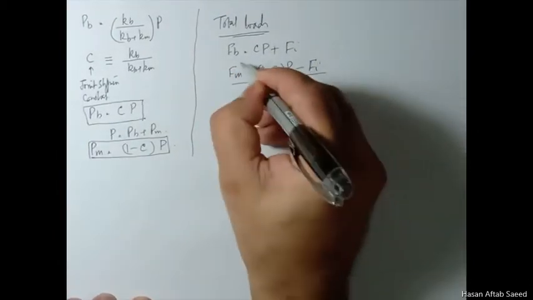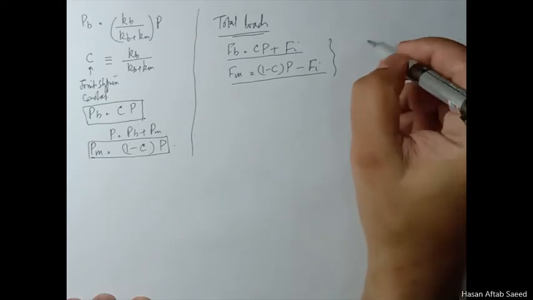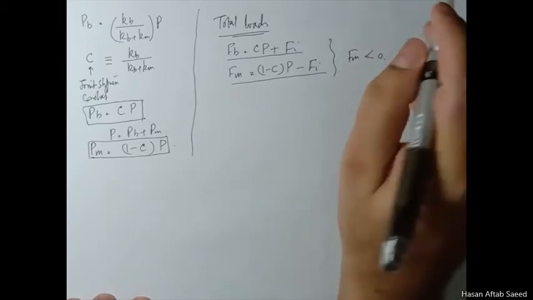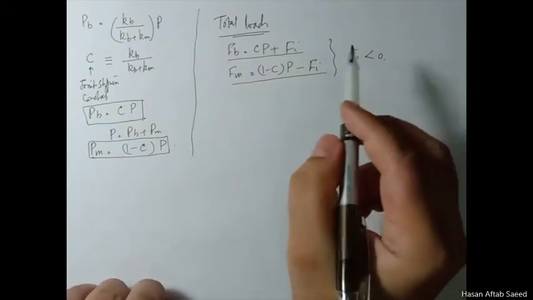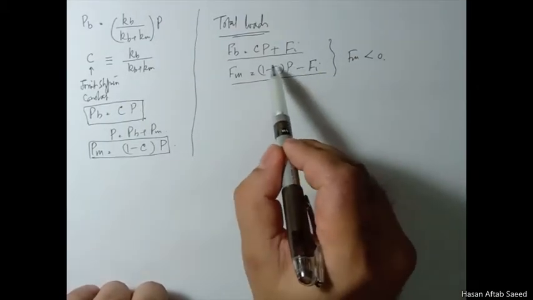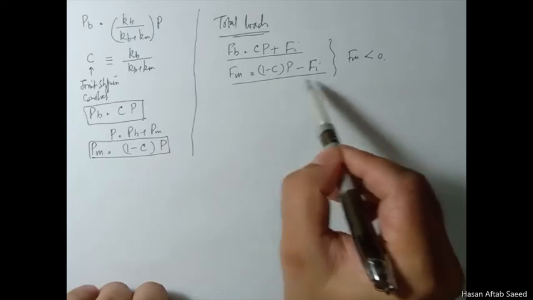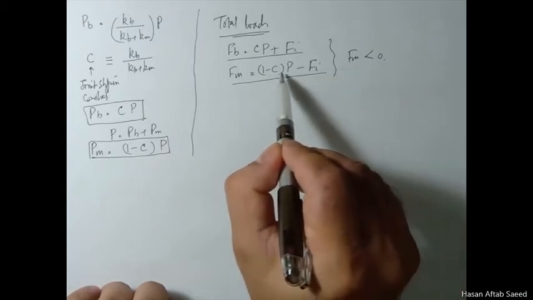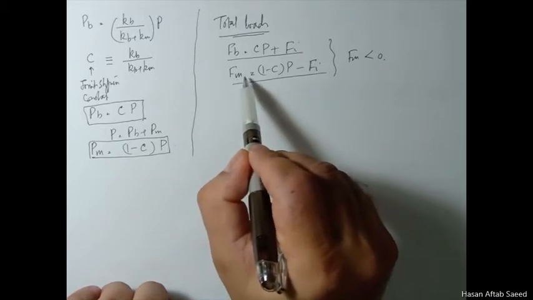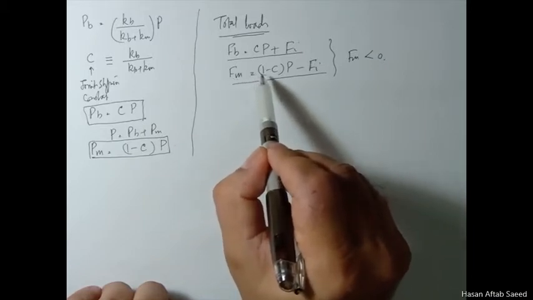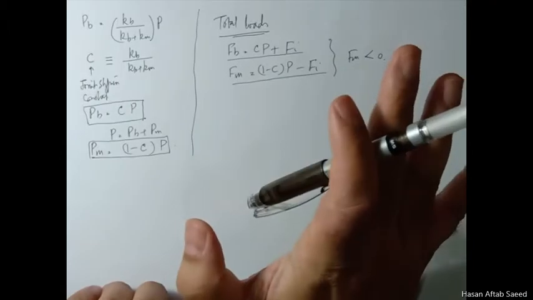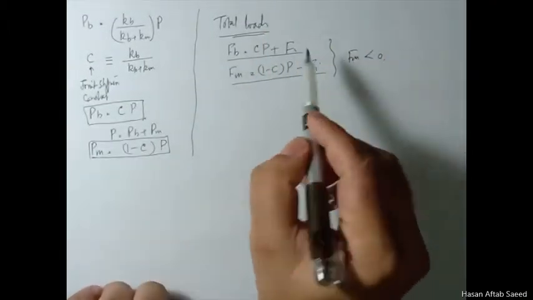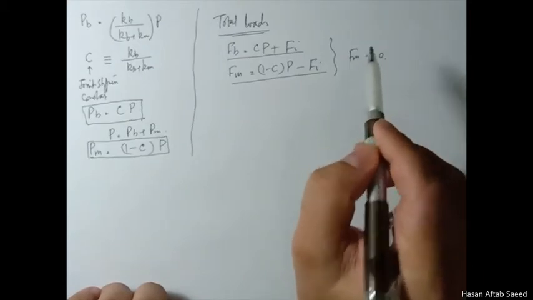Now these expressions are only valid when Fm is less than 0. That is, the tension or the lessening of the initial compression in the members is not so much that Fm is 0. That is, there is no compression, because in that case there is no joint. The plates have separated now, so that's not a joint at all. So these are valid only for Fm less than 0.